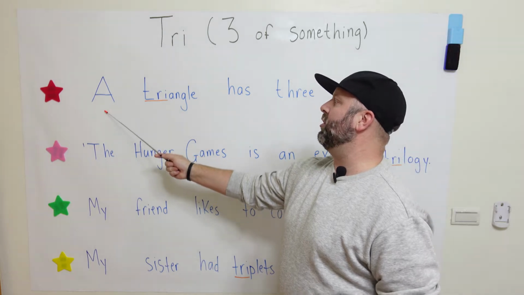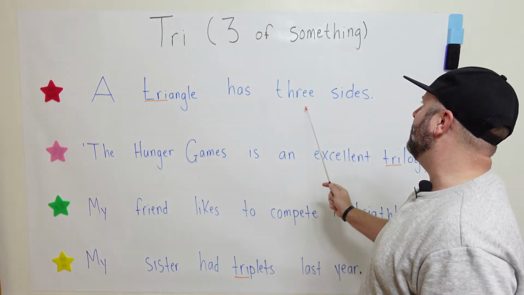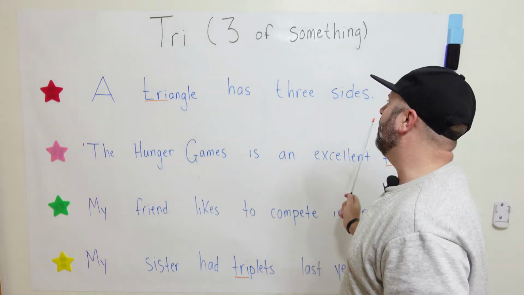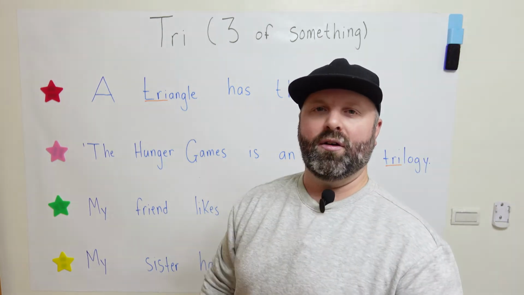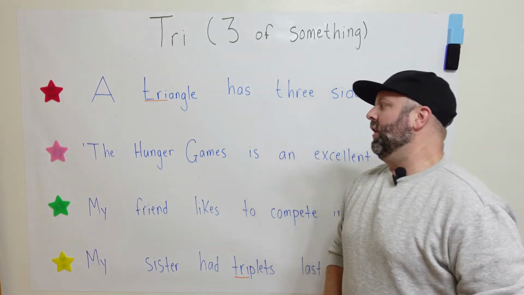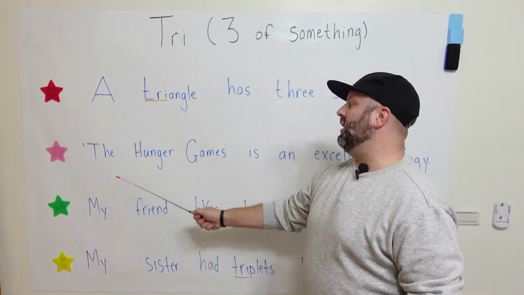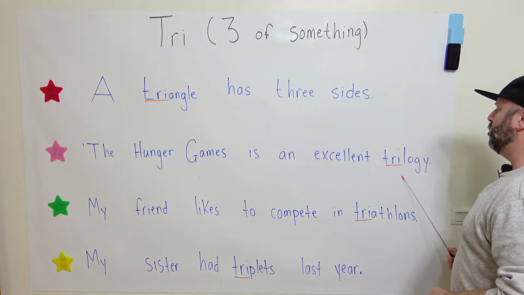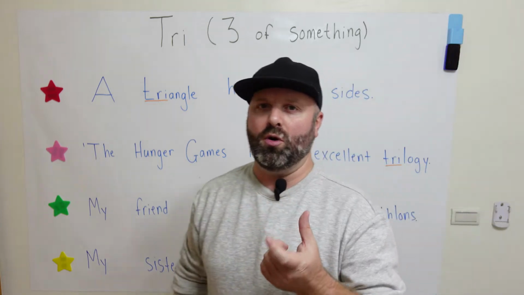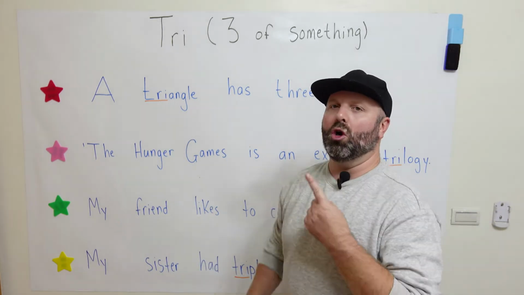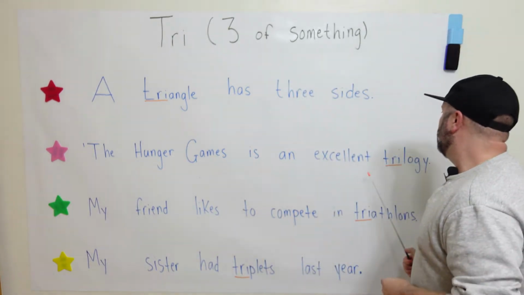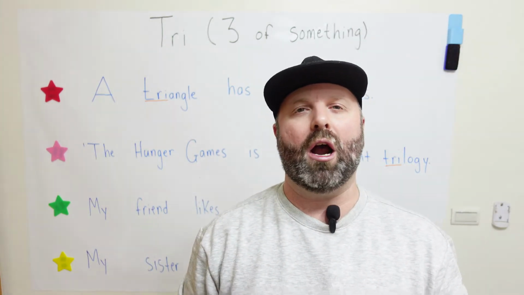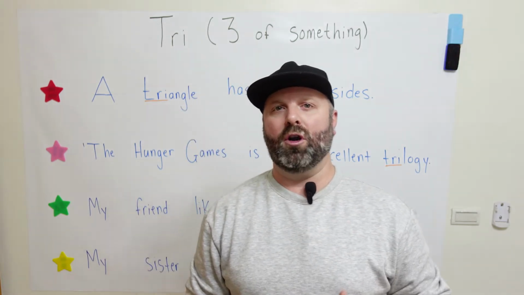So our first example here, a triangle has 3 sides. So you'll notice here, TRI, a triangle has 3 sides. That's an easy example, okay? Let's go to our second example here. The Hunger Games is an excellent trilogy. Now, I want you to notice here, triangle, tri, trilogy, tri, okay? So both use the letters TRI, but they do sound a bit different, okay?